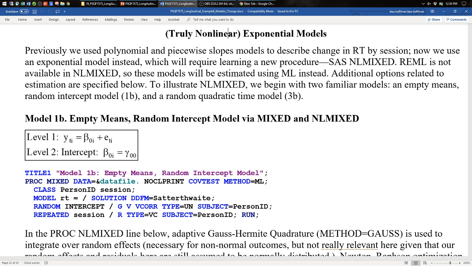And given that exponential is a model that we haven't talked about yet, I figured it would be good to start with models that we have talked about, with which you're well familiar. That way I can show you how proc mixed and proc NL mixed map onto each other.